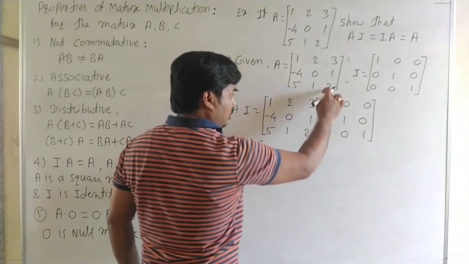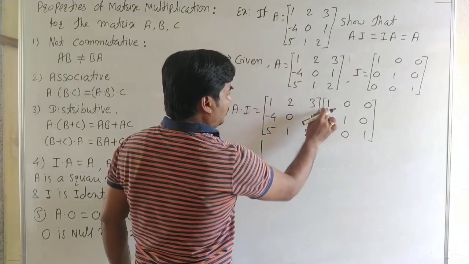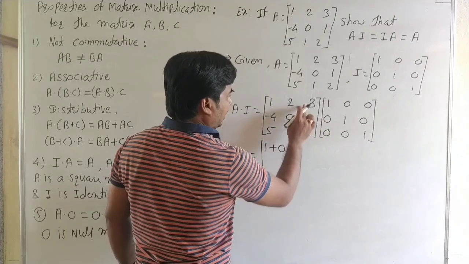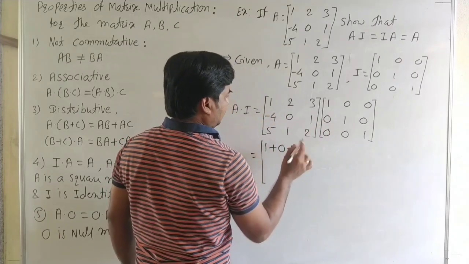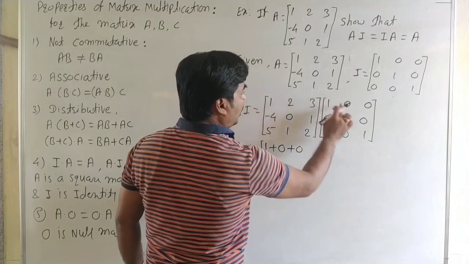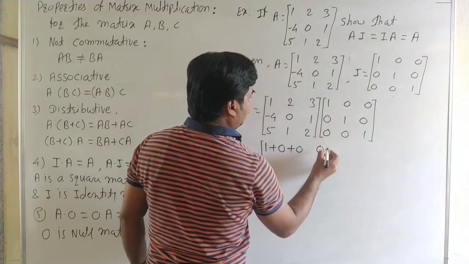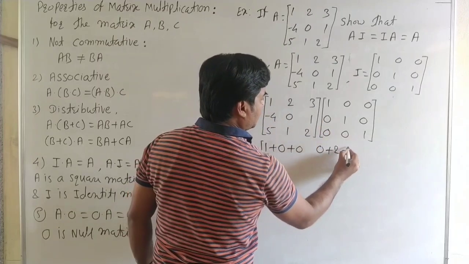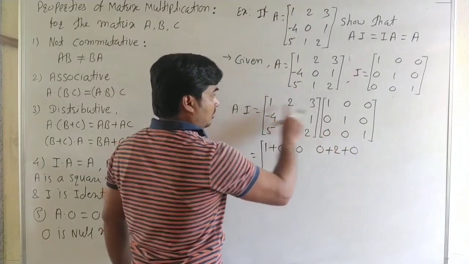First row, first column: 1 into 1 is 1, plus 2 into 0 is 0, and 3 into 0 is again 0. Then first row, second column: 1 into 0 is 0, 2 into 1 is 2, and 3 into 0 is 0. See carefully. Now first row, third column.